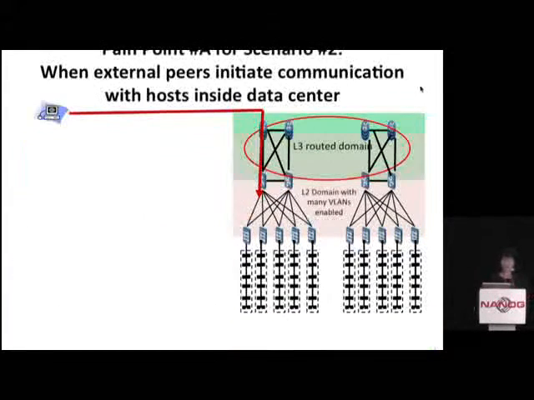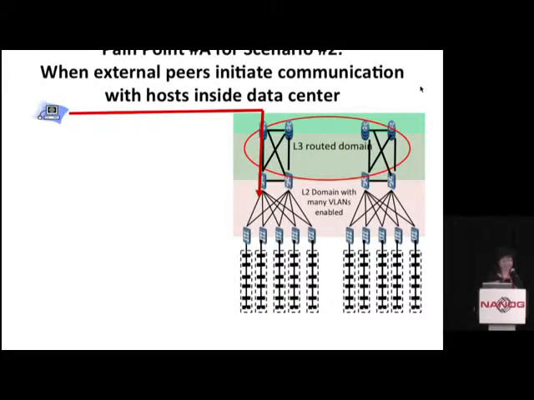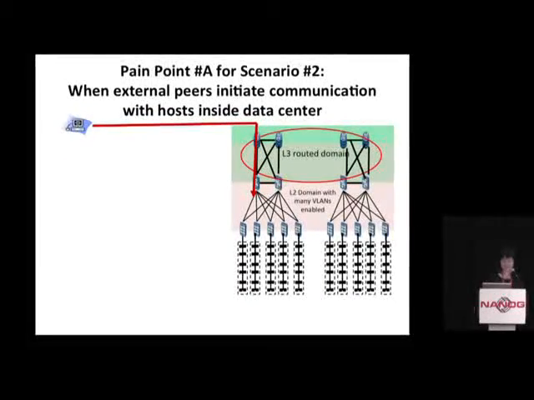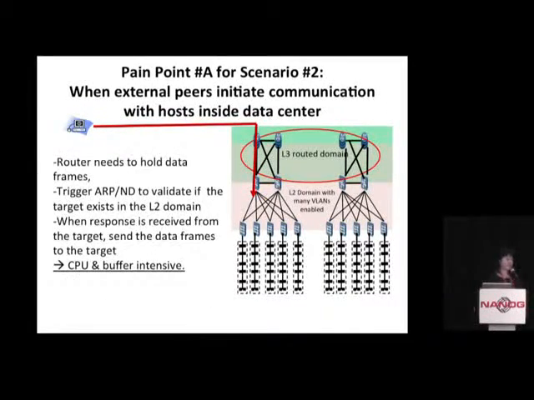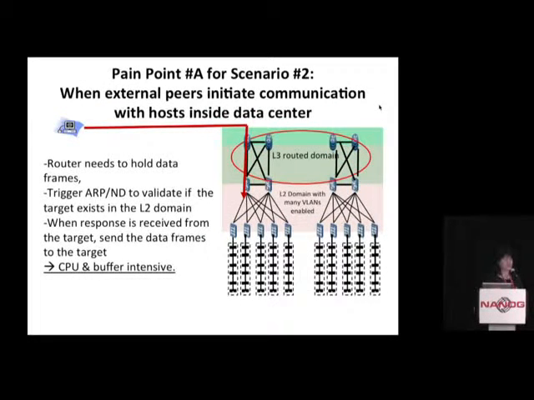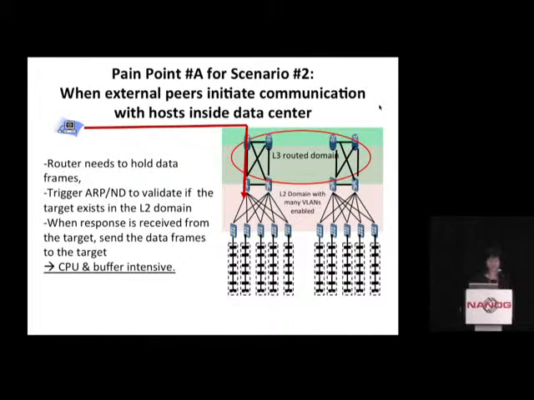So what are the pain points? The pain point, I just described it in different traffic flows. When external peers need to talk to hosts inside the data center, what the routers normally need to do is to hold those data frames and trigger the ARP and ND module to look for the target. If they cannot find the target after a number of tries, they have to drop those data frames. So this process is not only CPU intensive, but it's also buffer intensive as well.